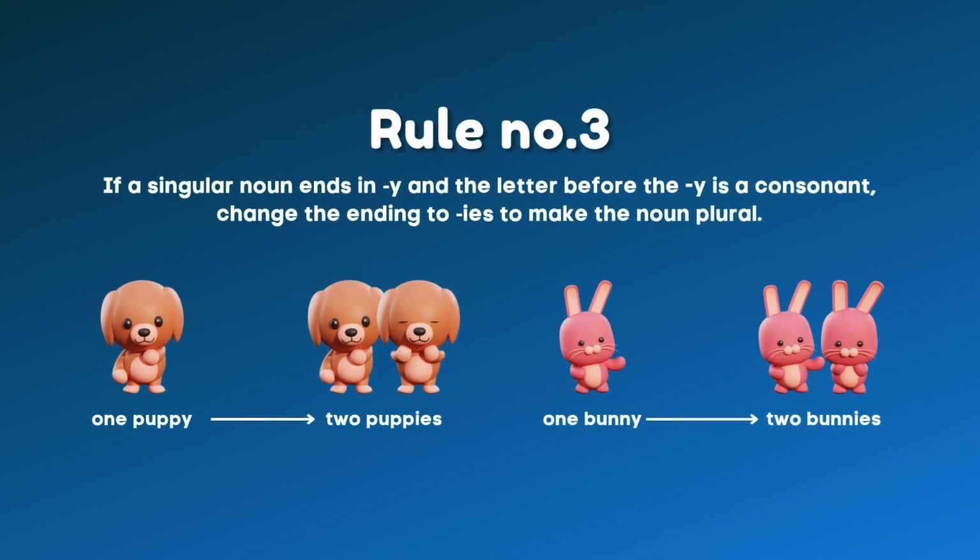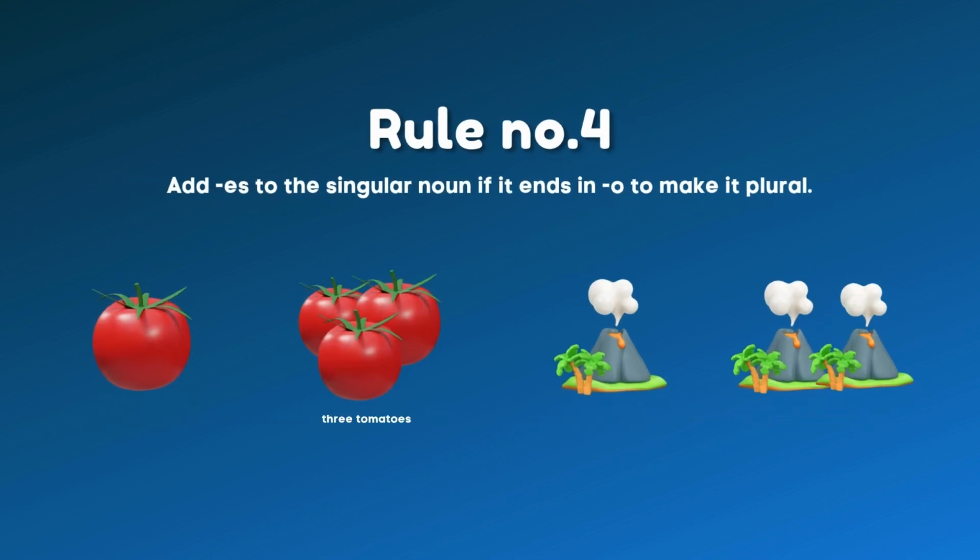Rule 3. If a noun ends in a consonant plus y, change the y to i and add es. For example, puppy has py in the end, it becomes puppies. Bunny ending with ny. N is a consonant, so it becomes bunnies. But if it's a vowel plus y, just add s, like toy ends in a vowel plus y, becomes toys. A, E, I, O, U are vowels, I hope you remember.